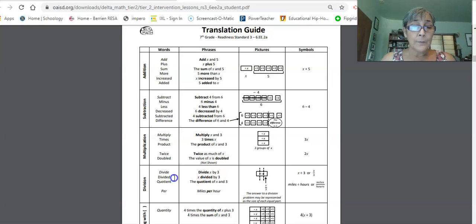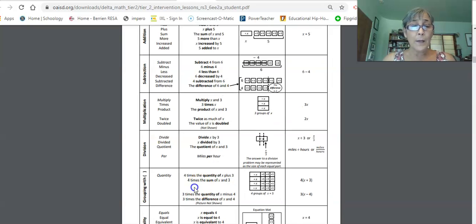Divide, dividend, quotient, and per are words that mean division. You're not going to see per very much in this grade, but you will see quotient quite a bit. So divide x by 3, x divided by 3, those are different orders, by the way. Or the quotient of x and 3 means you're dividing. The quotient of x and 3, you're dividing x divided by 3.